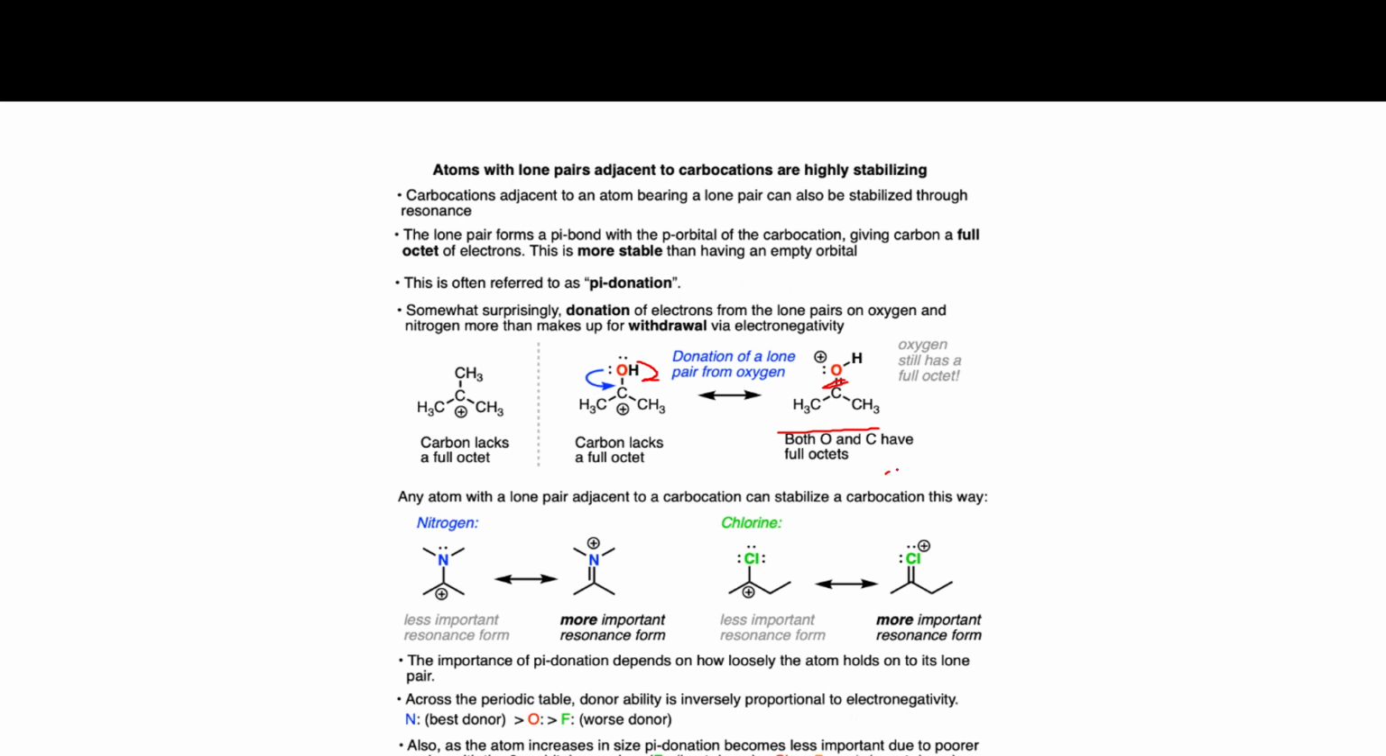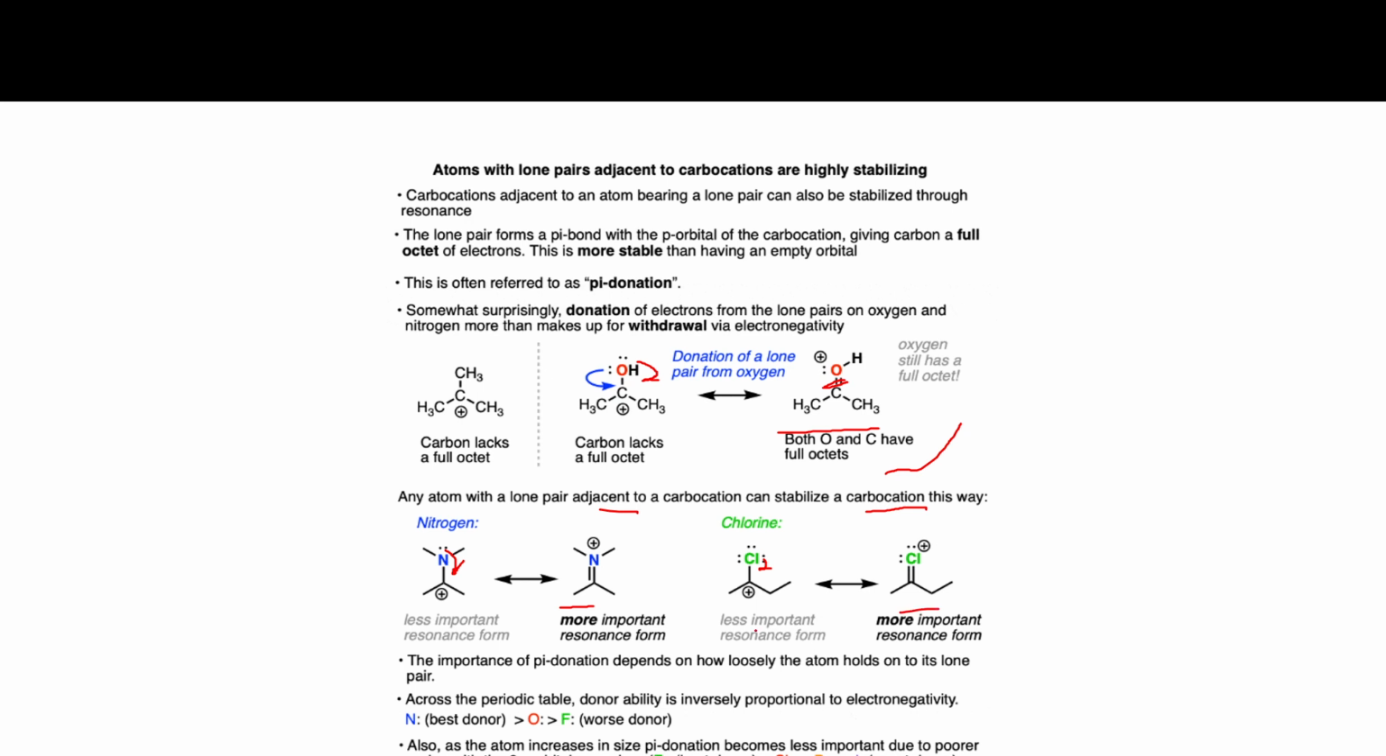For this reason, this donation is possible. Any atom adjacent to the carbocation can stabilize it this way, because it has a lone pair to donate. So this is also possible with chloride, which can also donate its electrons and stabilize your carbocation.